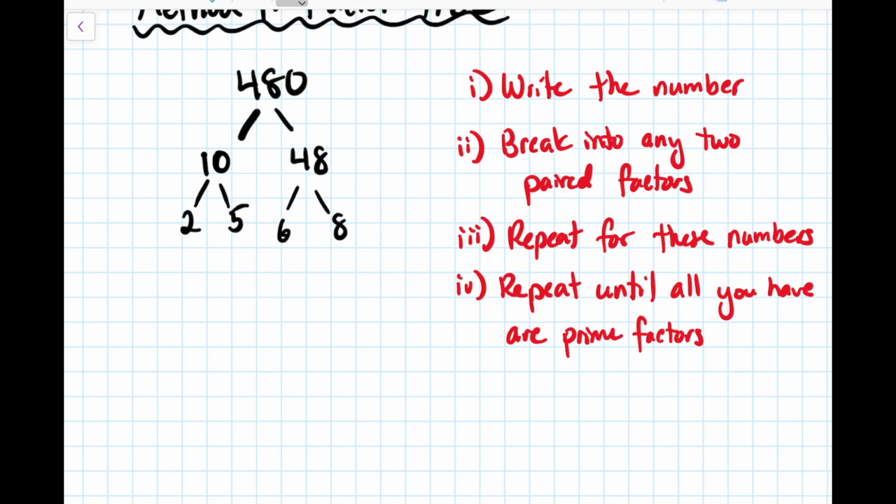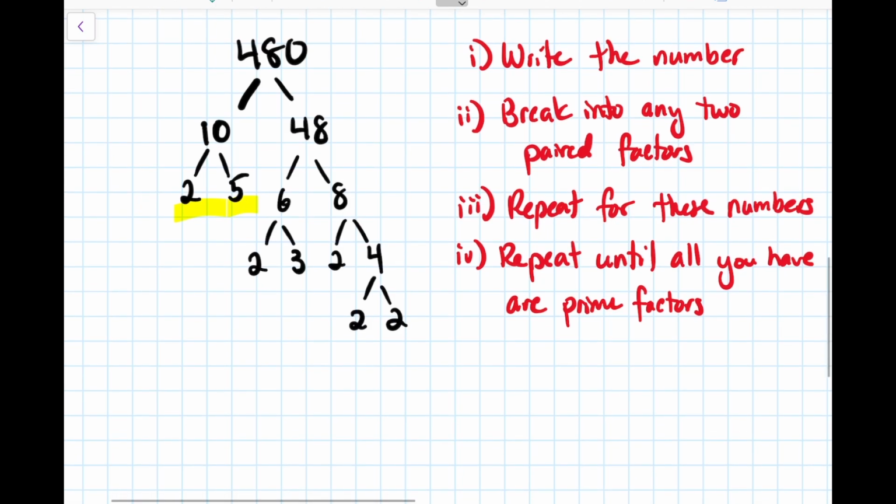So the 2 and the 5, those are already done. Those are prime. Right? Those are good. The 6 we can break up into a 2 and a 3, and so those are both done as well. The 8 is going to get broken up into probably a 2 and a 4, because those are our only options. And then that 4 gets broken up into a 2 and a 2. And so there we are. We have nothing but primes here.